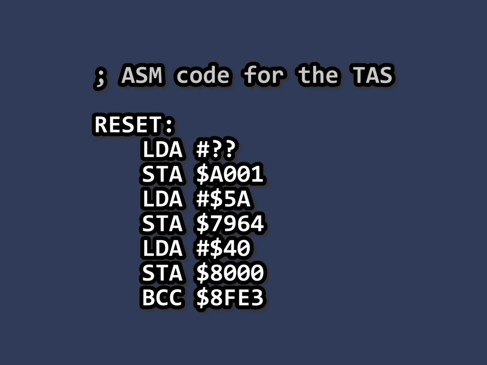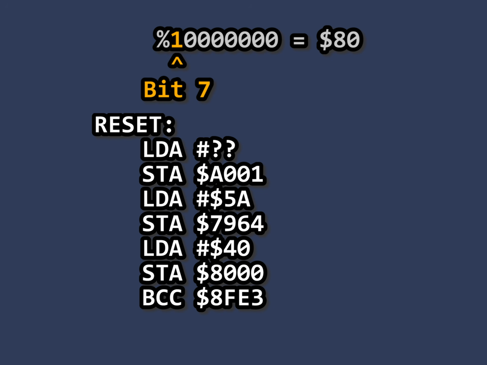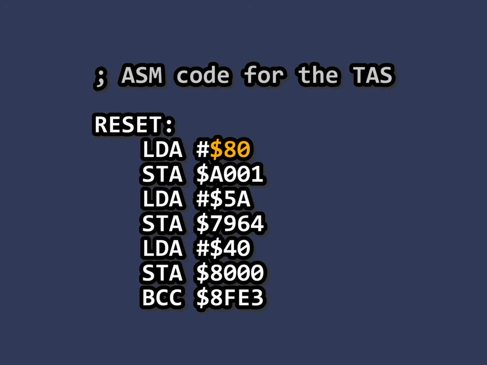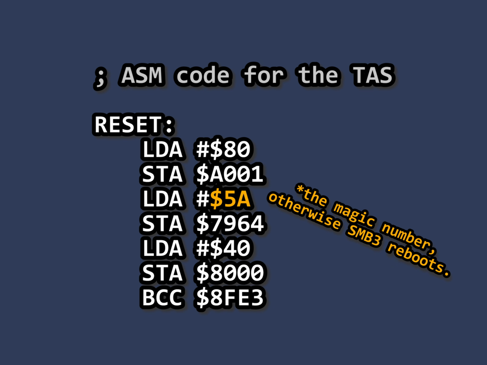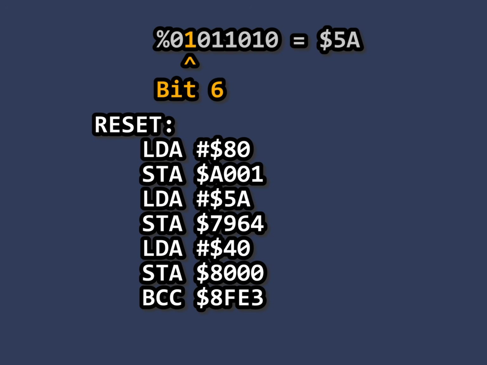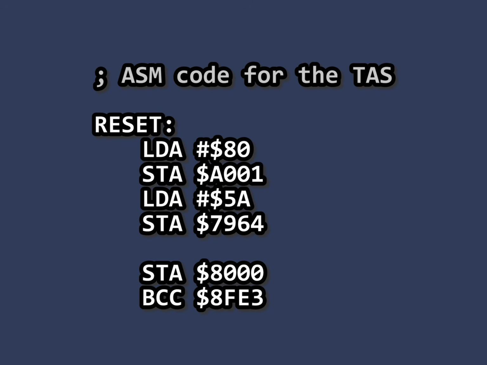The value written to address A001 just needs bit 7 enabled, so we'll write a value of 80. Then, we'll write 5A to address 7964. Since a value of 5A has bit 6 enabled, let's reuse this value for our write to address 8000 and save ourselves from running two load instructions.